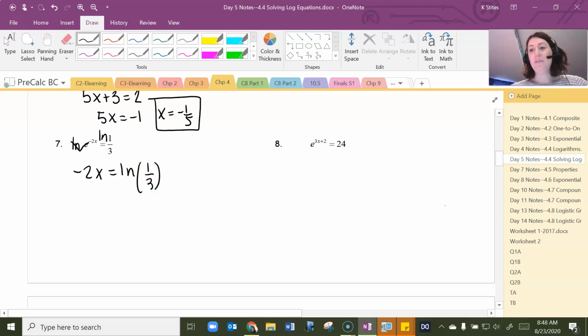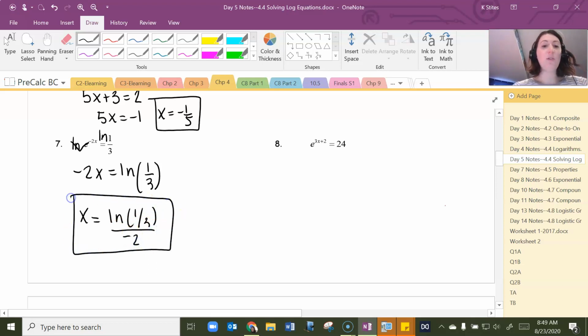And I would not evaluate this. I would probably just leave it like this, and then you'll divide by -2. And you can either leave your answer like this, or if you feel like typing it in and rounding to the nearest thousandth, you can. I'm just going to leave it like this.